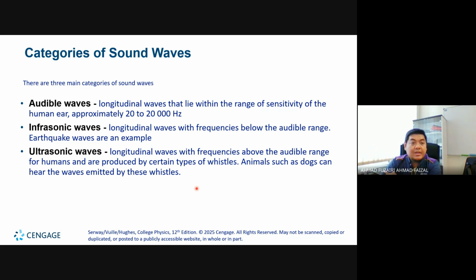Because we cannot hear the ultrasonic wave, when we whistle this particular sound, the dog, for example, can respond to it because it is in their range of hearing. So it's a very special whistle.